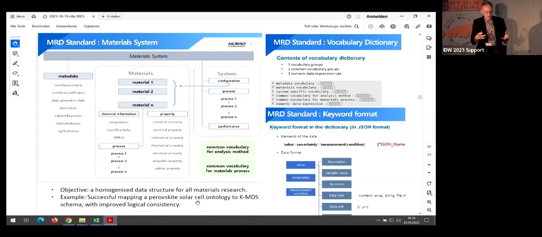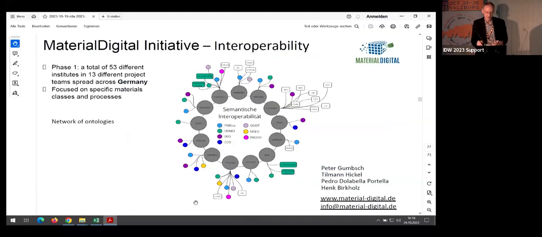So it's not an ontology, but it's designed to be available and able to deal with a very large range of cases. It has a common vocabulary for the different methods, so let's say analysis methods, a vocabulary for materials processes, and keyword formats that include value, uncertainty, measurement conditions, and so on. So it's meant to be both very practical and also usable across many different applications. These are metadata and metadata schema approaches.